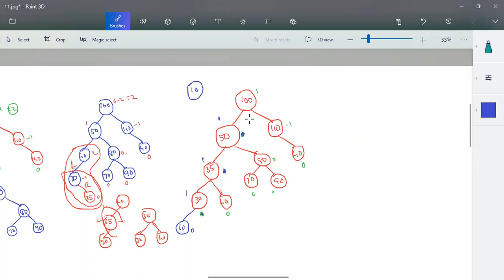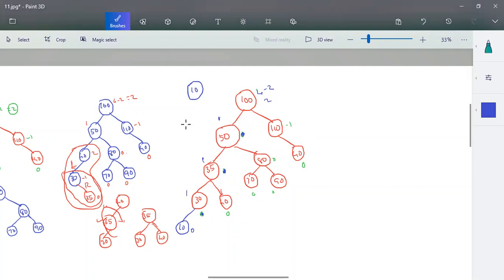And for 100, what will be the balance factor? The height of left subtree: take the longest branch that reaches the leaf node. So this is the longest branch, and the number of edges are 1, 2, 3, 4. 4 here in the left subtree, and for right subtree it is 2. 4 minus 2 is 2.